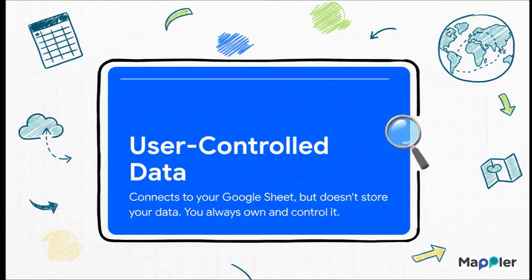Mappler Lite doesn't copy your data. It doesn't store it on its own servers. Think of it like a window. It just looks at your Google Sheet and displays that info on a map. You change the sheet, the map changes. You delete the sheet, poof, the map is gone. Your data is always 100% your own.